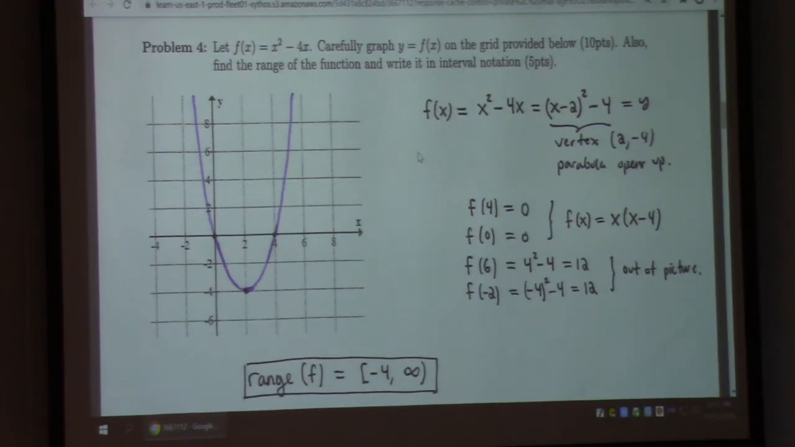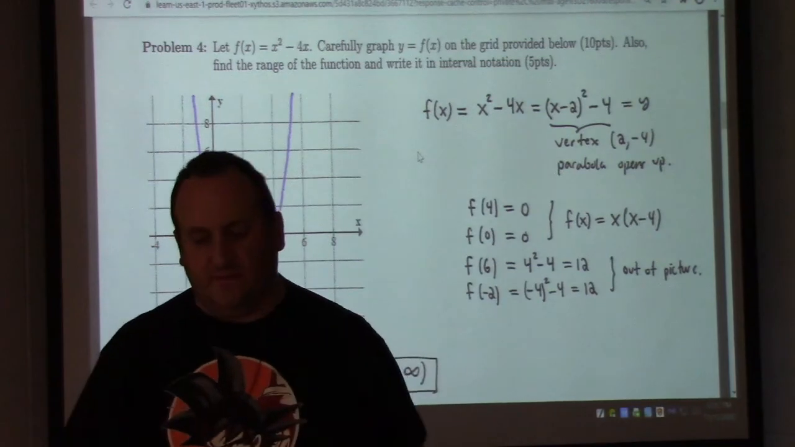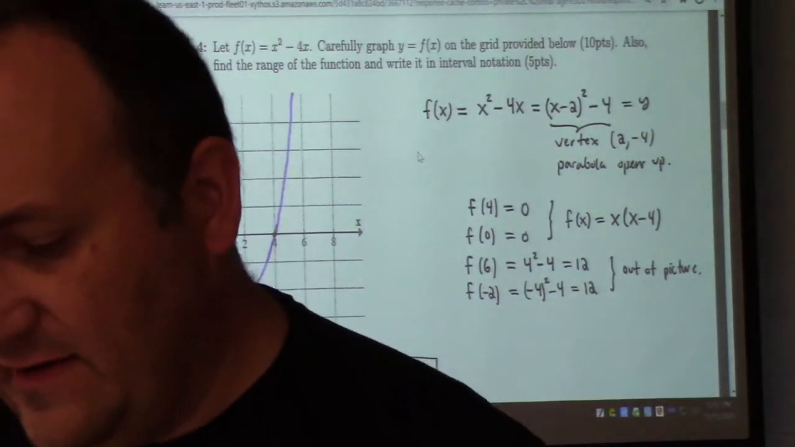Let me look at that for a second. Let's see where the vertex of this one is.